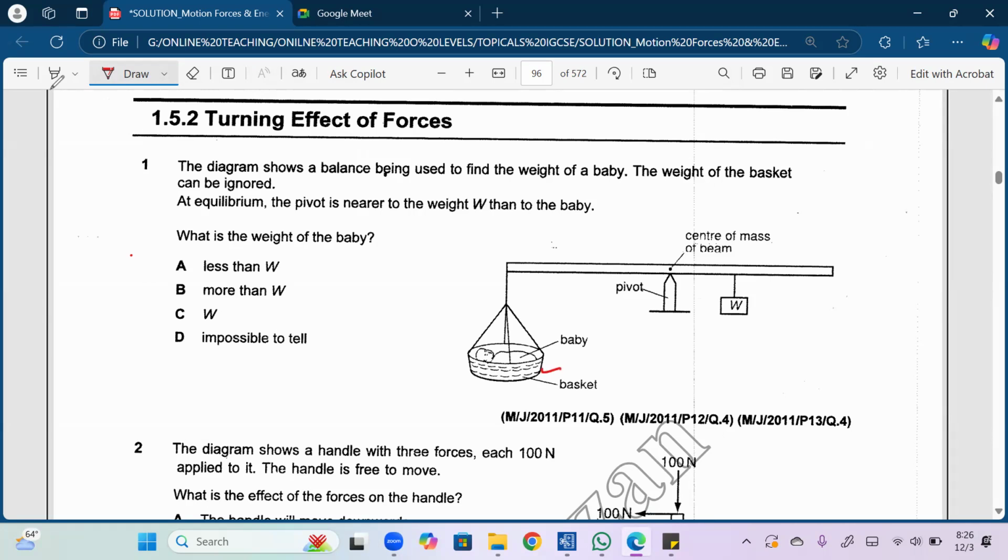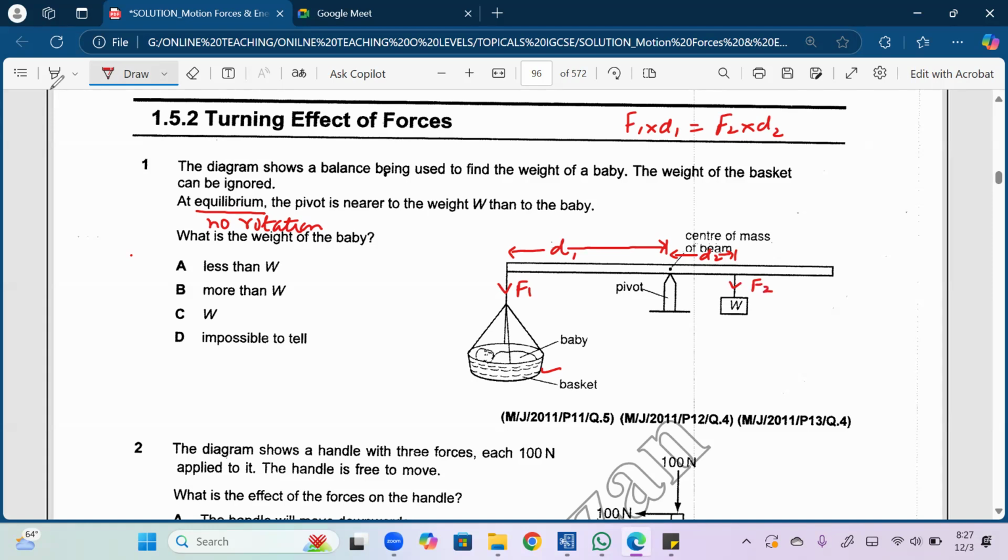At equilibrium, the pivot is nearer to the weight W than to the baby. Equilibrium means there is no further rotation. What is the weight of the baby? Remember the formula for moments, the principle of moments: F1 D1 equals F2 D2. If I take F1, then D1 is the distance of this load to the pivot point. This is D2, and this is F2.